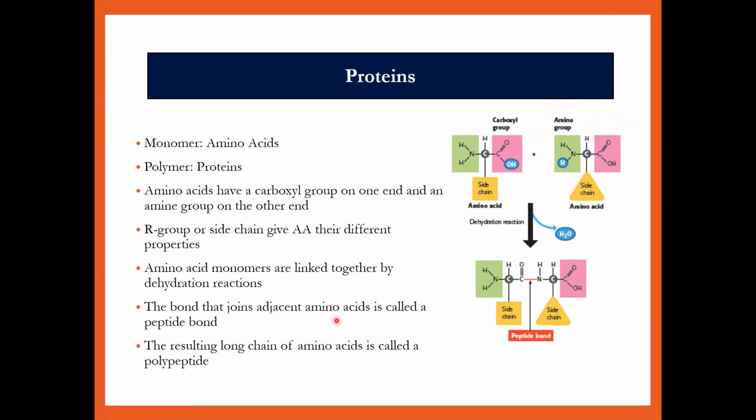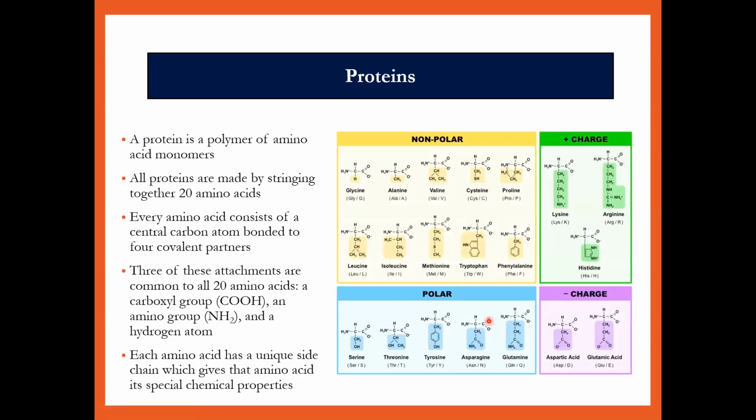So the bond that joins adjacent amino acids is called a peptide bond. The resulting long chain of amino acids is called a polypeptide. So if we had a bunch of these amino acids linked up, it's a polypeptide, and eventually it gives rise to a protein. So a protein is a polymer of amino acid monomers. We already discussed that. All proteins are made by stringing together 20 amino acids.